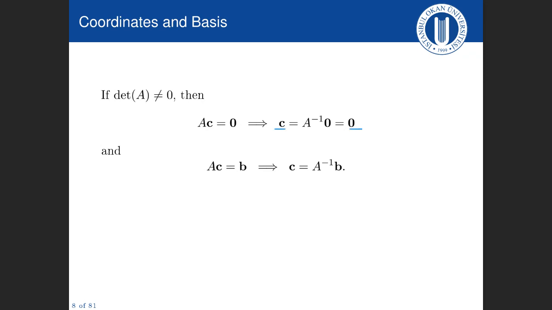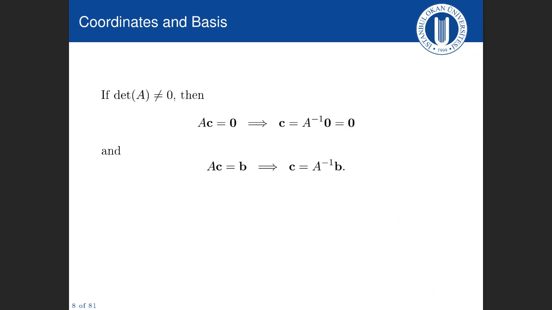So the first linear system has only the trivial solution. And looking at the second equation, again, if A is an invertible matrix, we end up with C is equal to A inverse B. That means for any vector B, we can find C. So that means that the second linear system is consistent for any B.